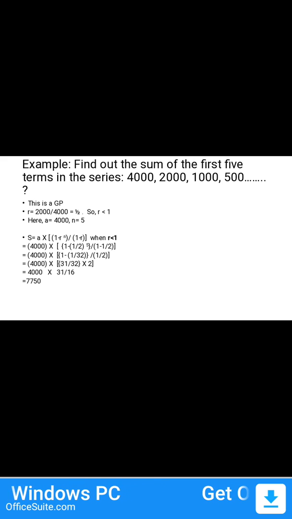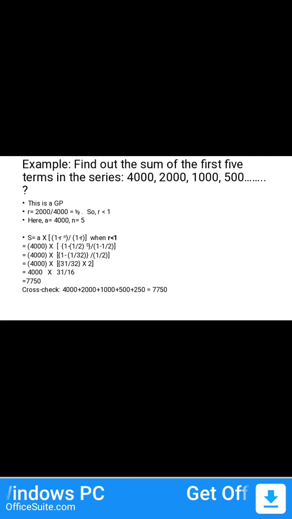We can cross check it. You can understand that if the series progresses in this manner, every other term is half of the earlier term. So 4000 becomes half, 2000, 2000 becomes 1000, 1000 becomes 500, so 500 has to become 250. So we are cross checking 4000, 2000, 1000, 500, 250. We are adding them all up and we get 7750, which means our answer was correct.